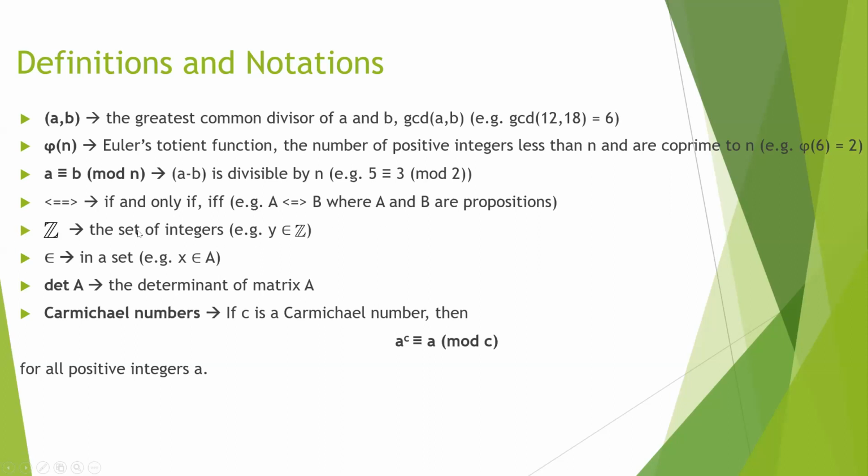Z, the set of integers. Example, Y and Z in a set. For example, X is in a set A. Det A, the determinant of matrix A. Carmichael numbers: if C is a Carmichael number, then A to the C is congruent to A mod C for all positive integers A.